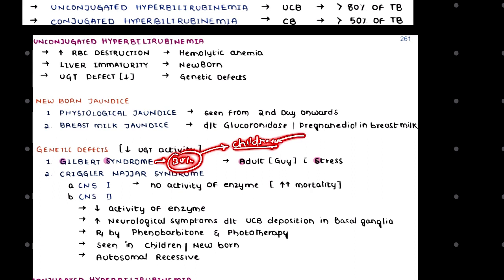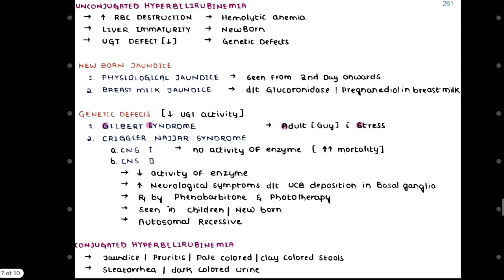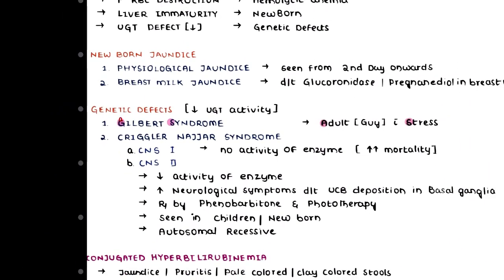As children grow up and turn into adults, at the adult stage he or she will require fully functioning UGT, and we have already mentioned that the person has only 30% of UGT working. So he will come with the feature of jaundice. So how will we memorize this? We will memorize it as from Gilbert we have G.